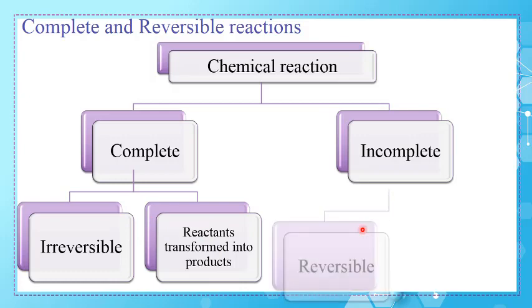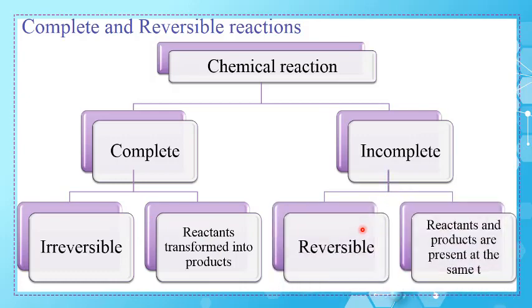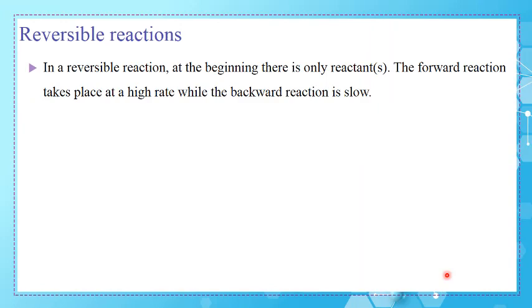While incomplete, they are called reversible. They are characterized by the reactants and the products being present at the same time. Now, in a reversible reaction, at the beginning, there is only reactant or reactants. The forward reaction takes place at a high rate, while the backward reaction is slow.